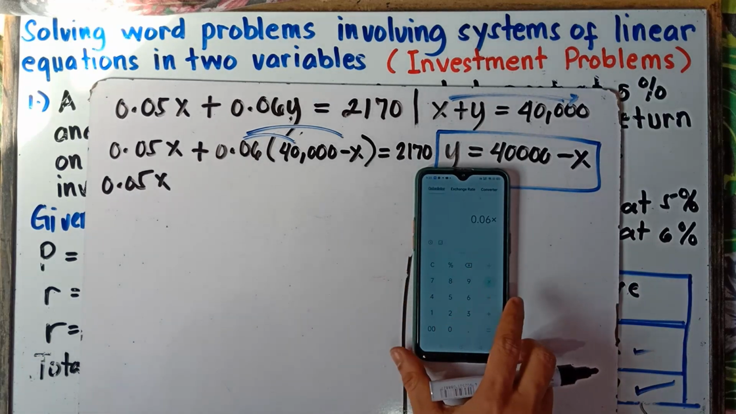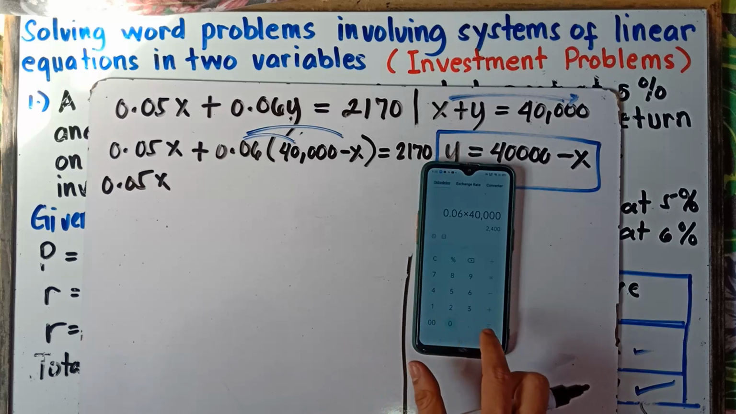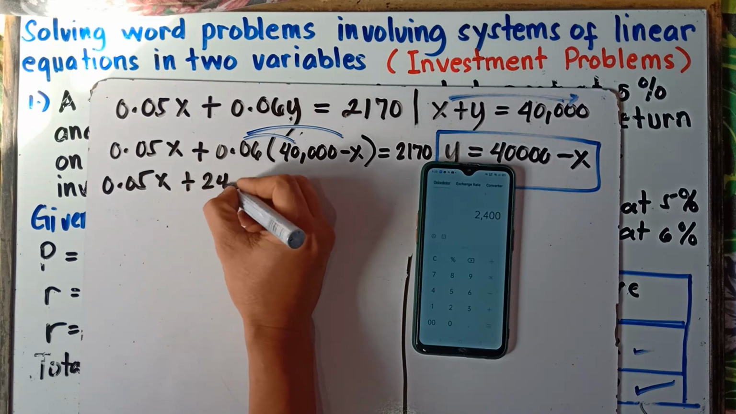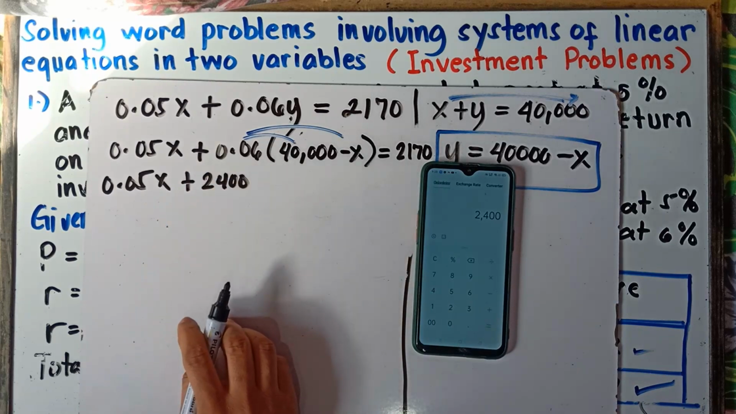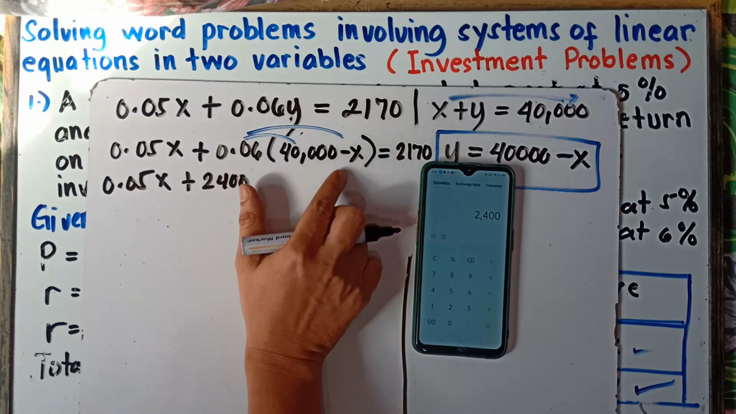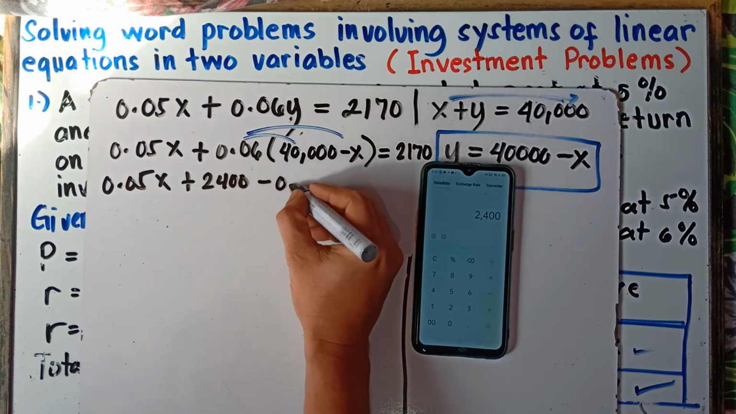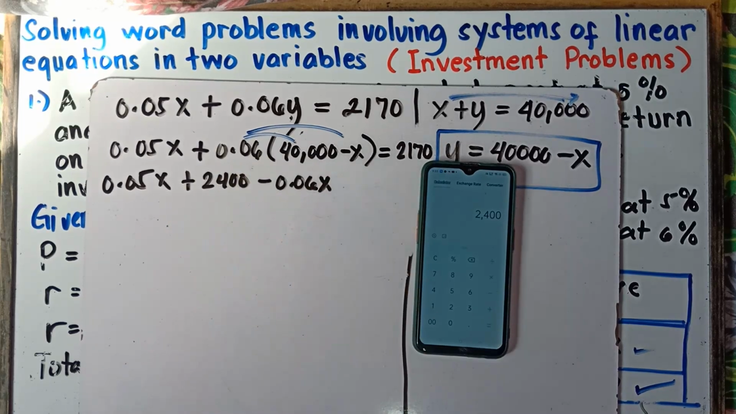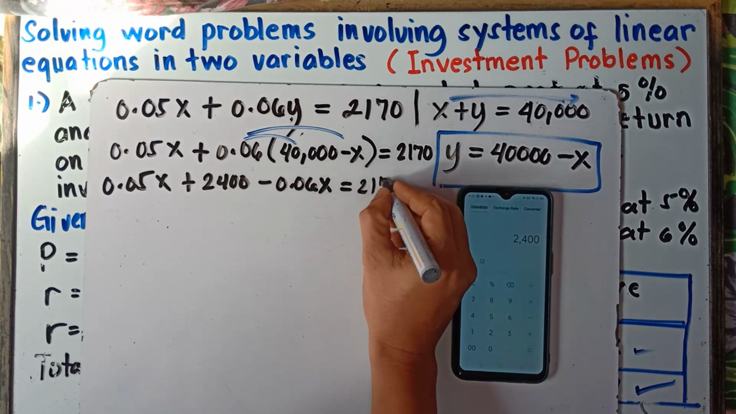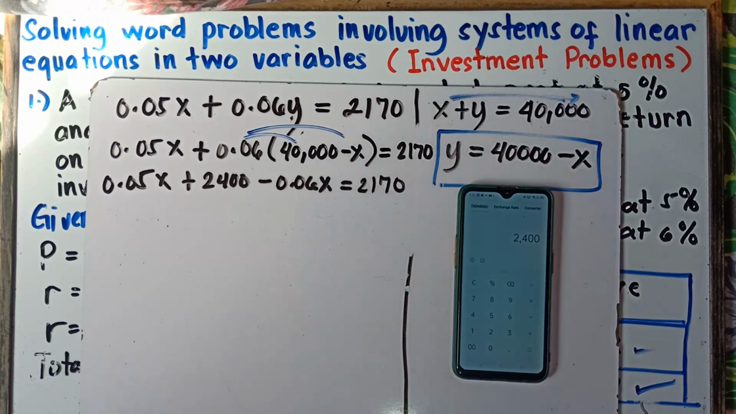0.06 multiplied by 40,000. There would be 2,400, positive 2,400. And then 0.06 multiplied by negative x, so that would be negative 0.06x equals, and then copy 2,170 pesos.